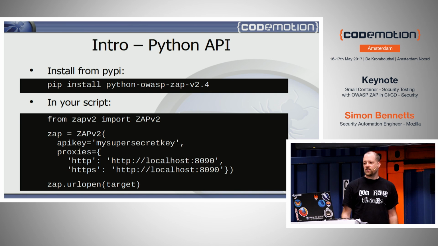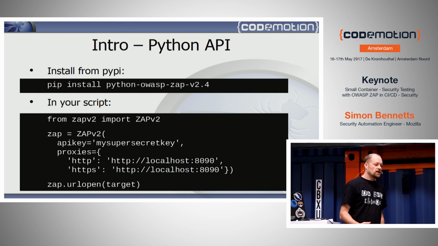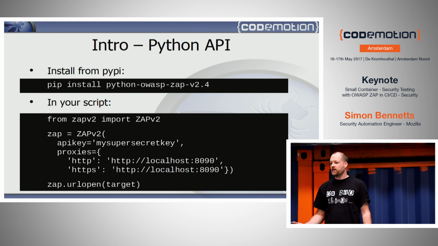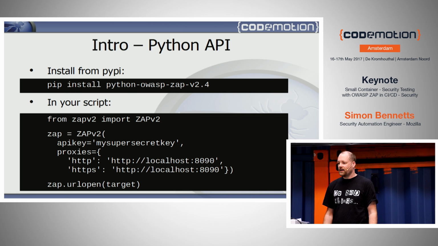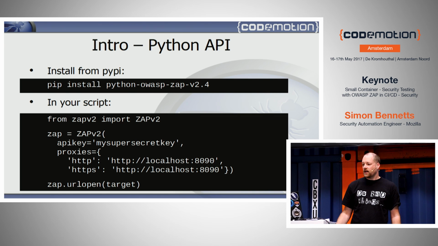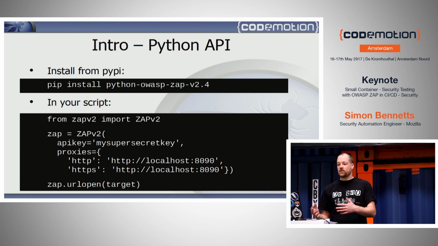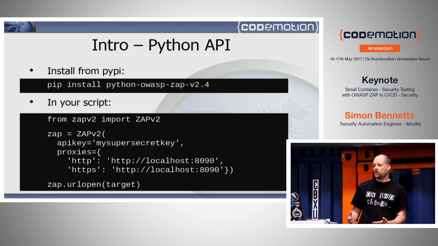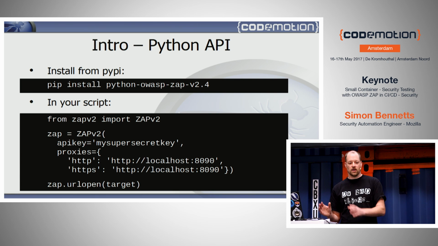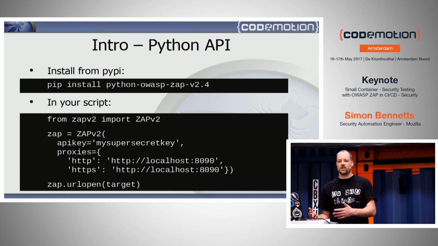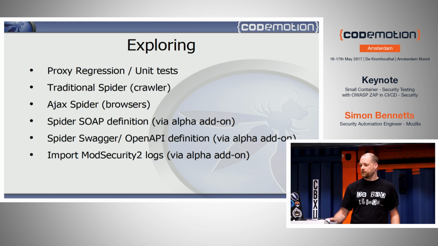Do a quick introduction to the Python API. All of the client APIs work in pretty much the same way. So with Python, pip install, and you create a ZAP v2 object, and once you've done that, you can specify the API key that you want to use to talk to ZAP, and the proxies that you want to use. So that's the address and port that ZAP is using, and then you can open a target URL, and that proxies through ZAP.